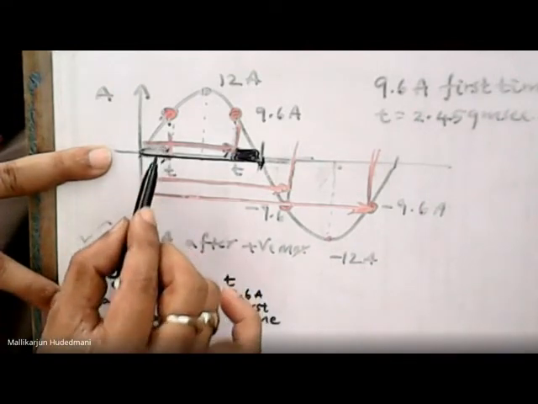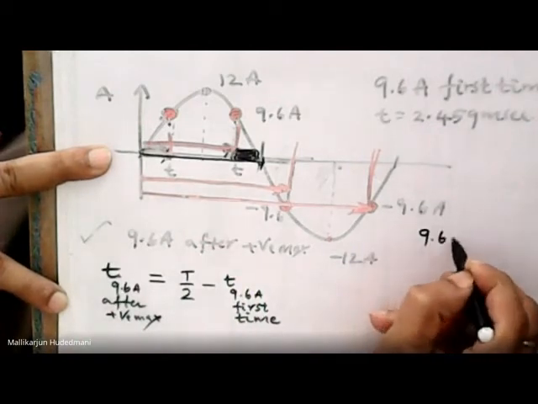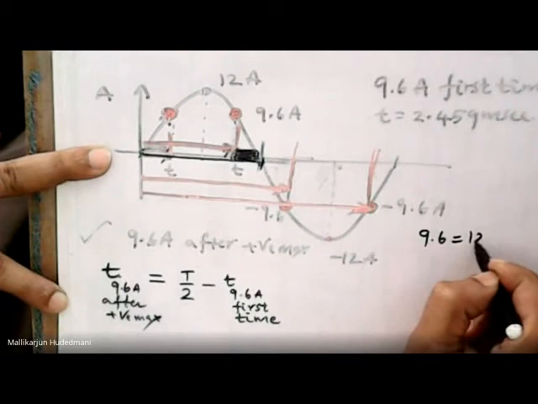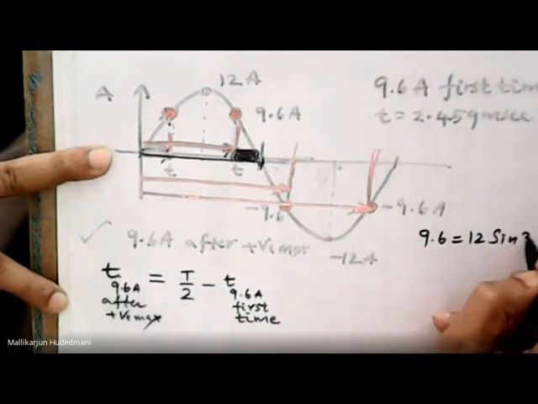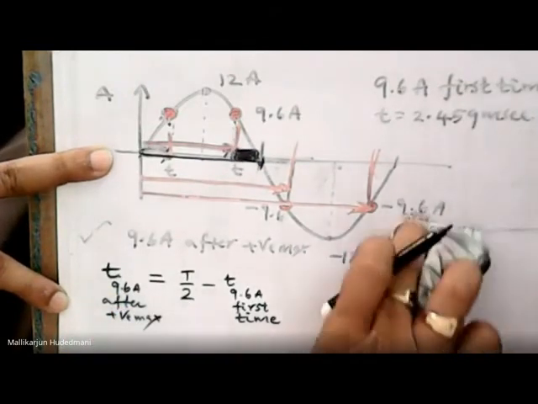9.6 for the first time, simply I equate it. I equate it as what? 9.6 equal to something like that, 12 sin 377t. Whatever I did, it is very simple. Okay, that was my first observation.